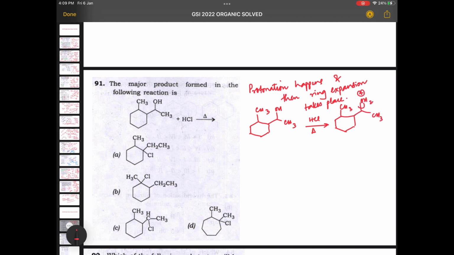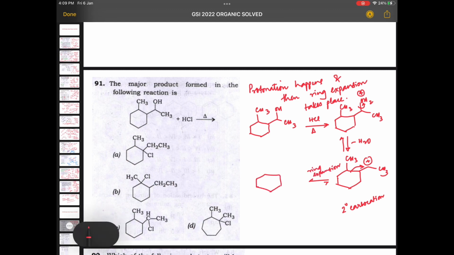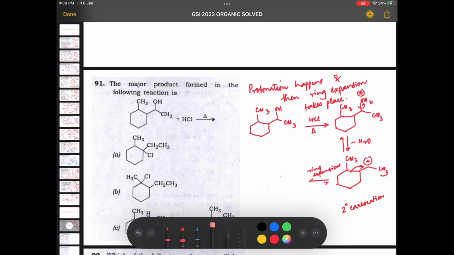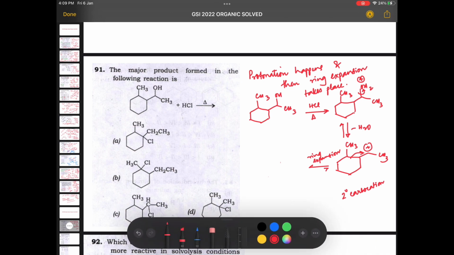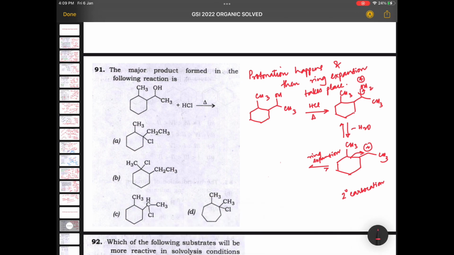So as you can see that first OH2 plus is forming, so then H2O leaves and we get a secondary carbocation, and this 2-degree carbocation after that undergoes a ring expansion reaction. So this ring expansion is a rearrangement that is happening to the corresponding 3-degree carbocation. Sorry, a 7-membered compound actually formed because this is already a 6-membered cycle. So on ring expansion, this would actually give us a 7-membered cycle.